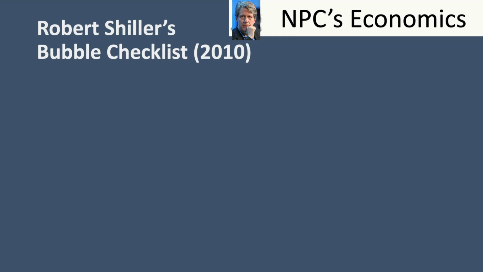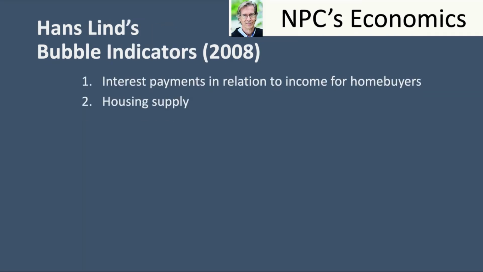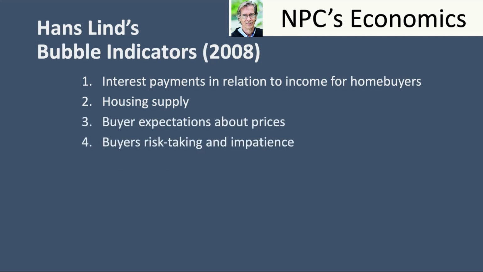In the last video, we used Robert Shiller's bubble checklist to analyze whether there's a housing bubble in the United States. Today, we will talk about the other checklist and what these housing bubble indicators are actually saying about the United States housing market.